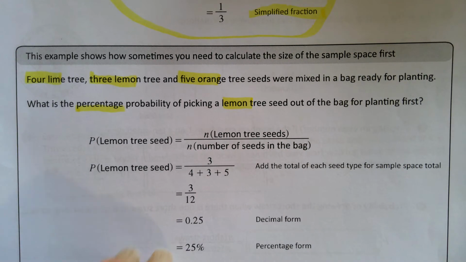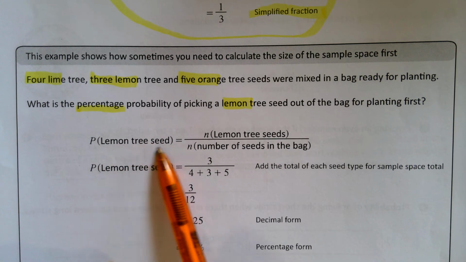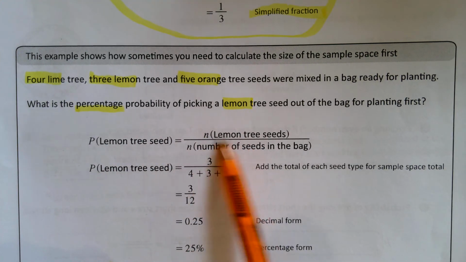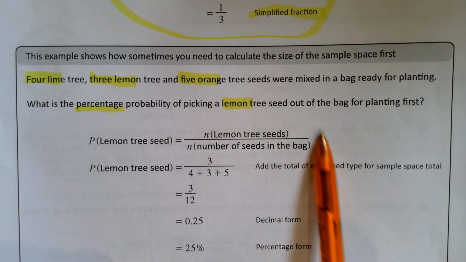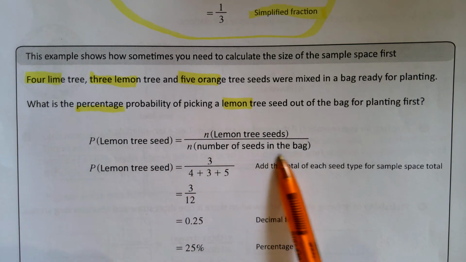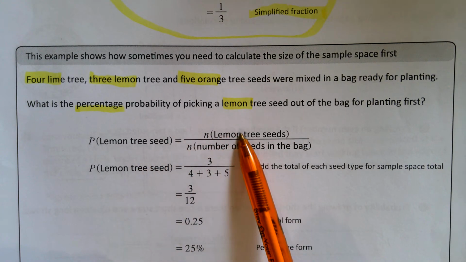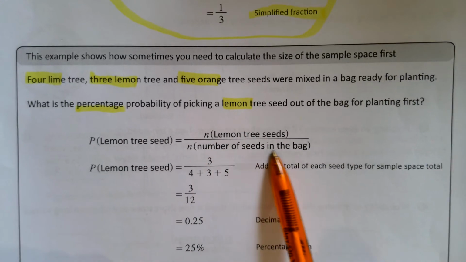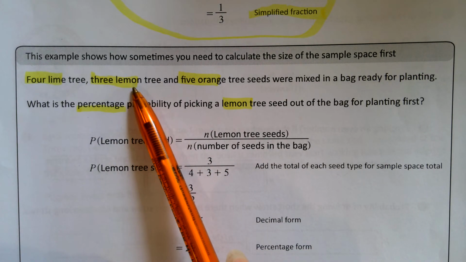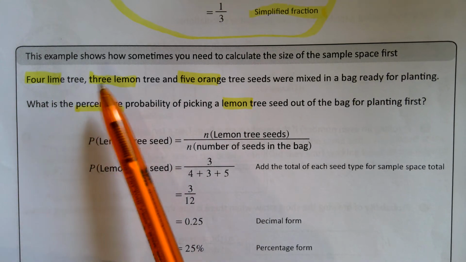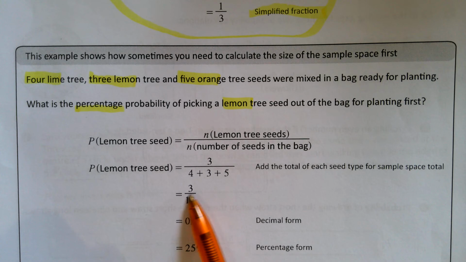Now this is what would be written in longhand here. So we're looking for a lemon seed, so we need the number of lemon tree seeds over the number of seeds in the bag. You need to write it out in full so you know exactly what it is that you're looking for. That will be the same as this top one here, and the total number underneath. So you have your 3 lemon tree seeds, and you have 4, 3 and 5 seeds in there. So the total number of seeds is 12.